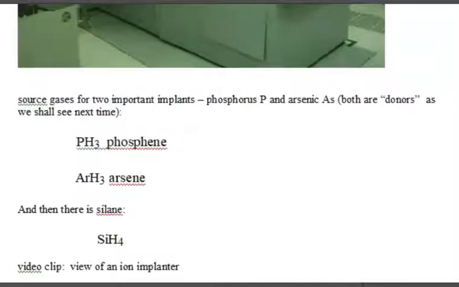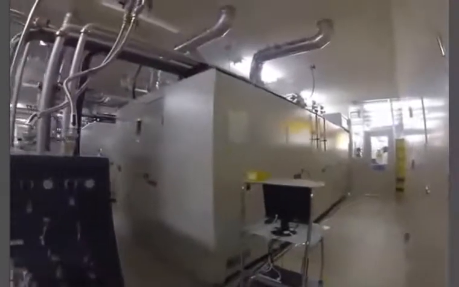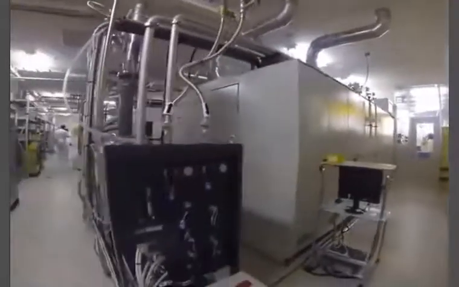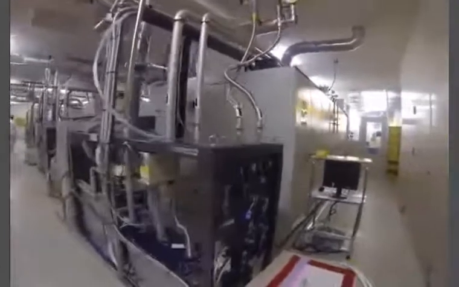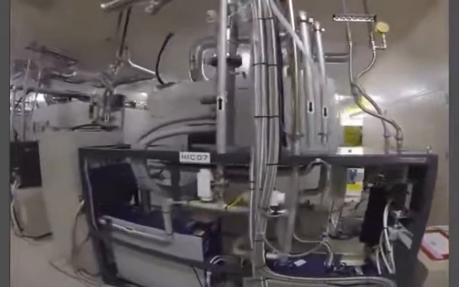Okay, let's look at a view of an ion implanter and a short video clip. So, ion implanter. The length is about, say, 12 to 15 feet. We're going to now turn around. And I'm going to hold the video when it gets to an interesting place.